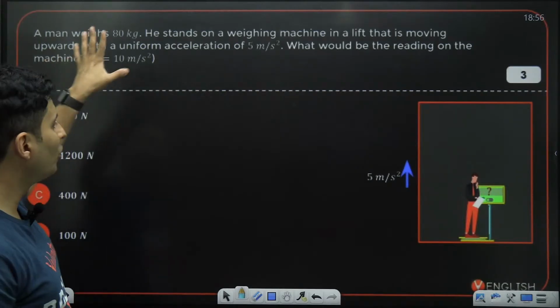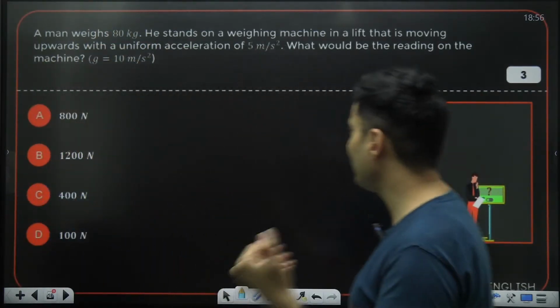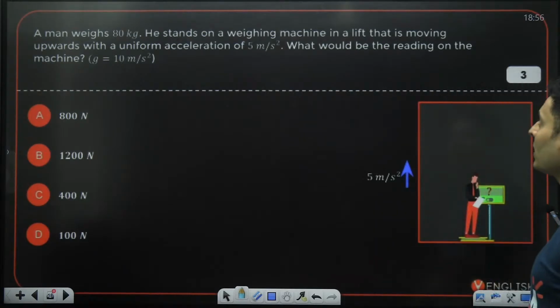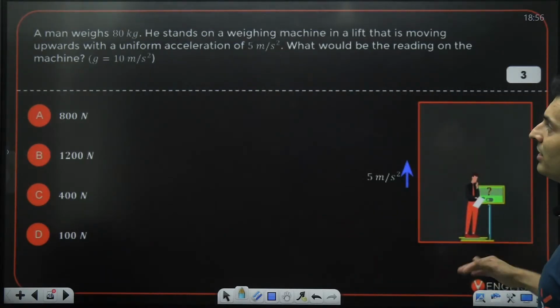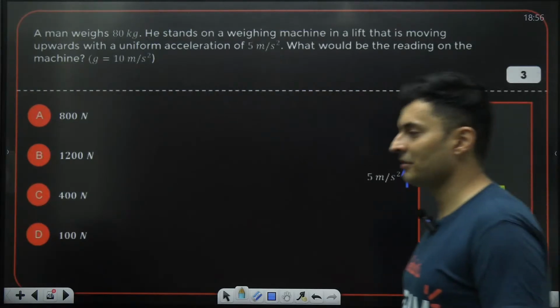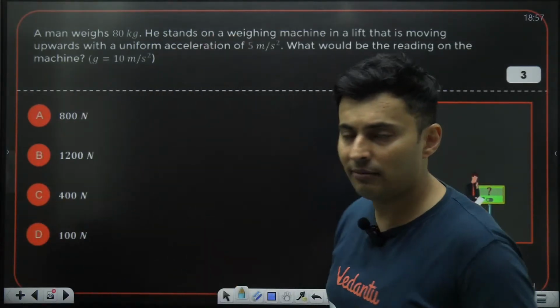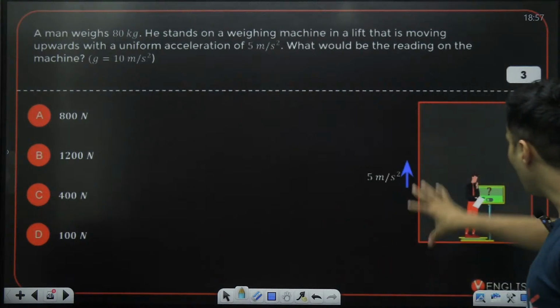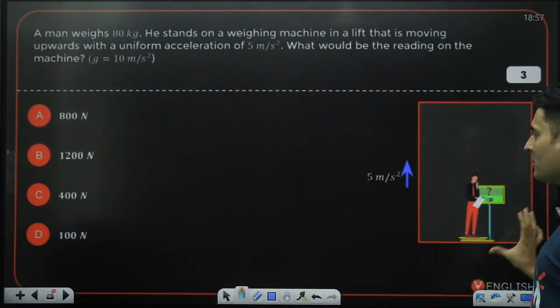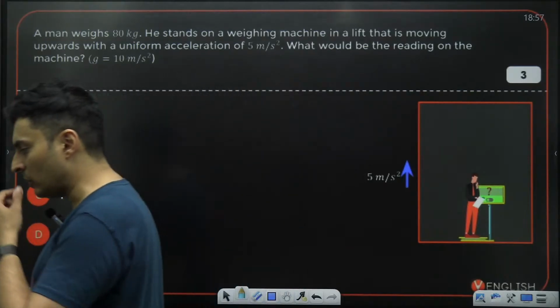There is a person whose weight is 80 kg on a weighing machine in a lift that is moving upwards with some acceleration. What will be the reading on the machine? Actual mass is 80 kg. The person is standing on the weighing machine, but the problem is the entire arrangement is going up at 5 meters per second square. That is the problem.